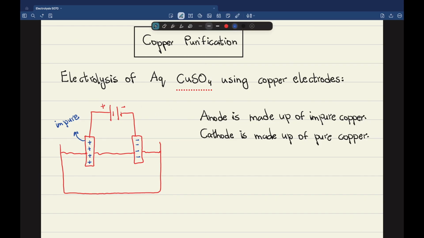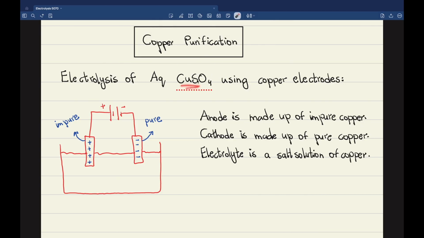So what happens is कि this cathode right here is made up of pure copper. ठीक है, this is pure copper. अच्छा जी. What we do is, another golden rule is that the electrolyte is a salt solution of copper, right? The electrolyte is also the salt solution of copper, right? And why is that? That is something that we're going to discuss. And see, that is the one we're using, copper sulfate solution.